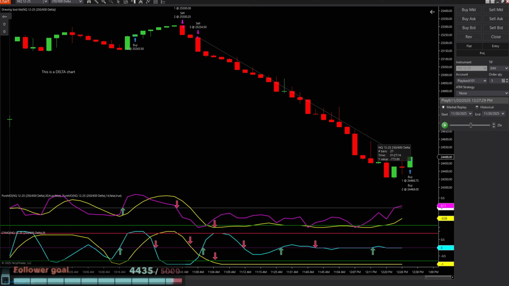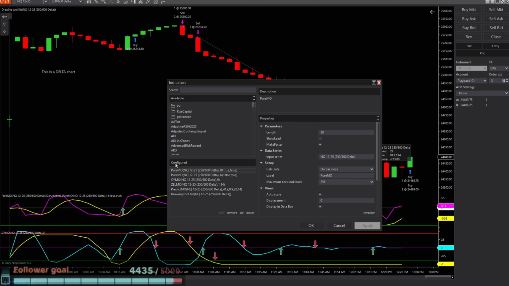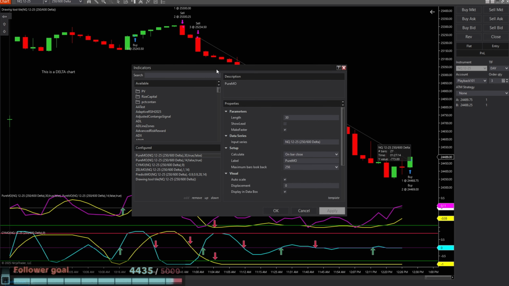Now, take a pen and paper out because I'm going to give you the settings, all right? A lot of you guys are probably looking at this going, what are the settings to this? Okay, it's really simple. The settings for these tools are as follows. You're going to have your first instance of PureMO on the chart, and that's going to be set to 30. You're going to uncheck the second box. And then your second instance of PureMO is going to be set to 14. And you're going to have the first box checked off, but you're going to have the second box unchecked, okay?